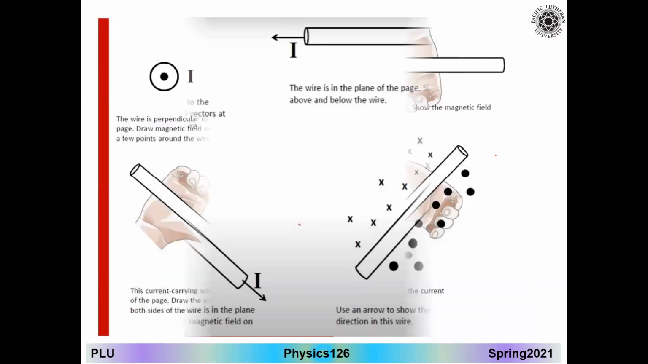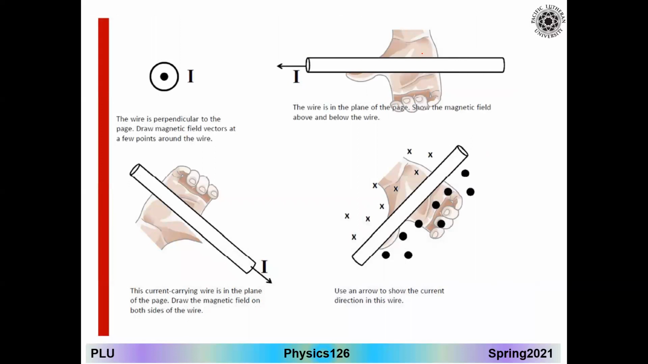So now let's do it together. In the first case here, we have the current, and the current here is a dot. That means it comes out of the page, and I will use my right hand rule to find my magnetic field directions.